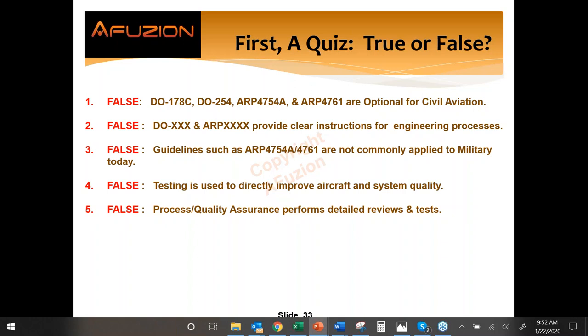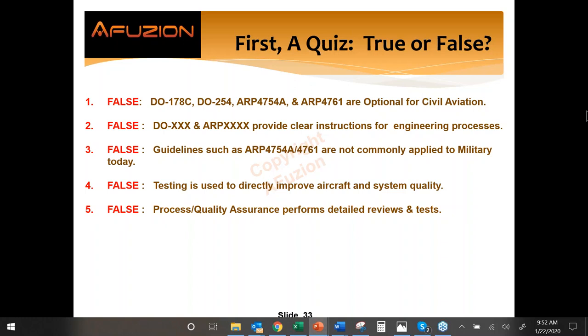They don't, number two, provide clear instructions for engineering. They're a framework, okay? It's a framework. So what is that framework all about? Well, it's the rules, the objectives. So we have to apply them.